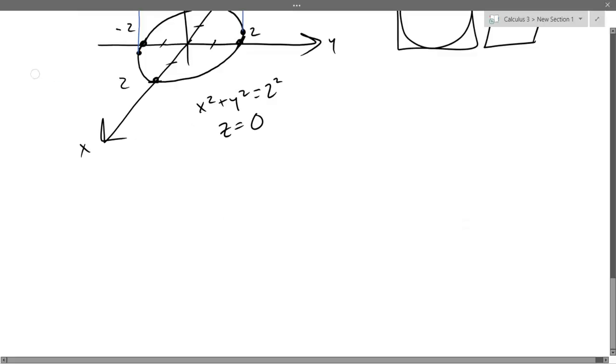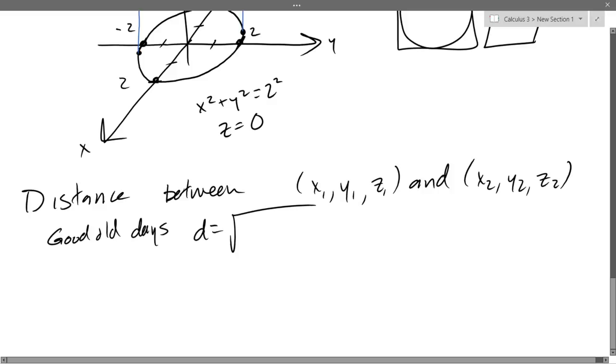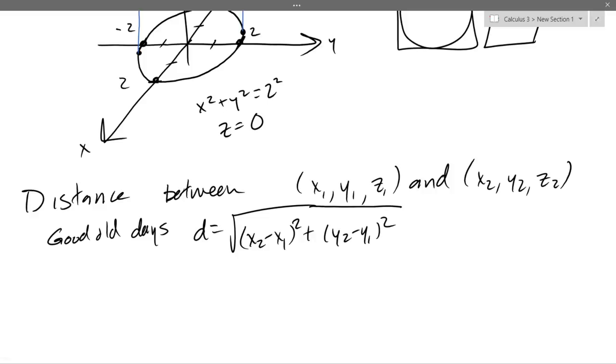So next thing we'll need is distance. All right, distance between. So in the good old days, distance was square root, so that should be super familiar. Subtract your x's, subtract your y's, square them, add them together. Pythagorean distance is what this is, or Pythagorean theorem is what it comes from.